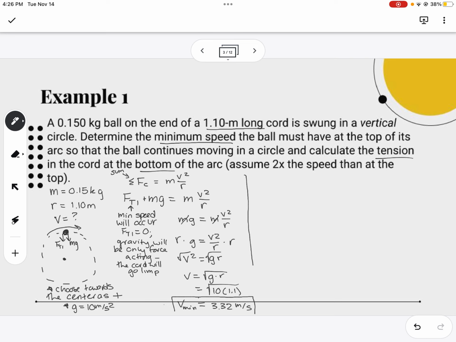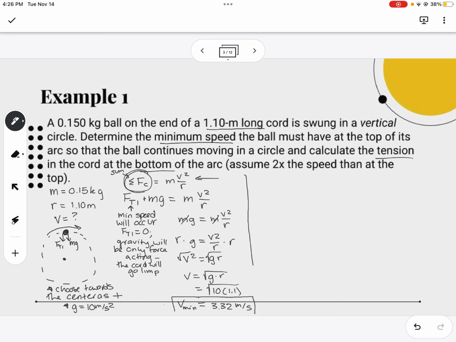If you need to pause, go back, rewatch, ask a friend, say, what the heck is Miss Curlin talking about? Do what you got to do. Make this make sense to you, all right? I'm using my centripetal force equation. In this case, I have multiple forces acting, so I had to use this sum. Our two forces are tension of the string and weight. They're both pointing towards the center of the circle, so I said they're both positive. That's the convention I'm using. Our minimum speed occurs when that tension starts to just reach zero, that cord just starts going limp, and gravity is the only thing keeping us in that circular path. So you set Ft1 equal to 0, and you solve your equation out.